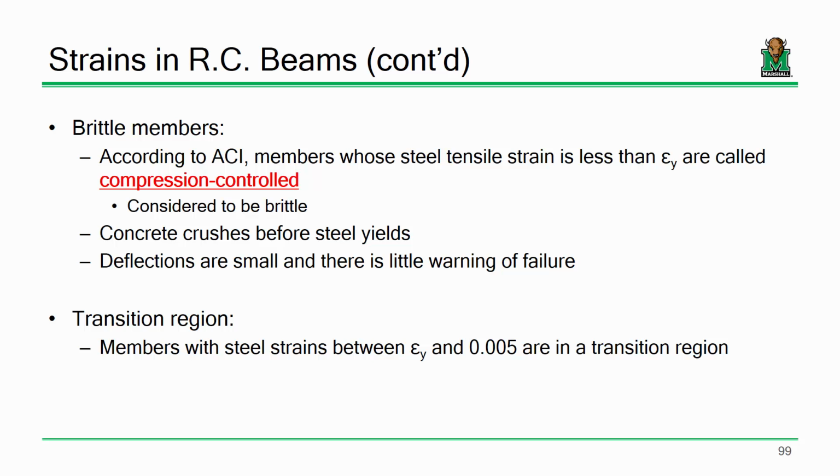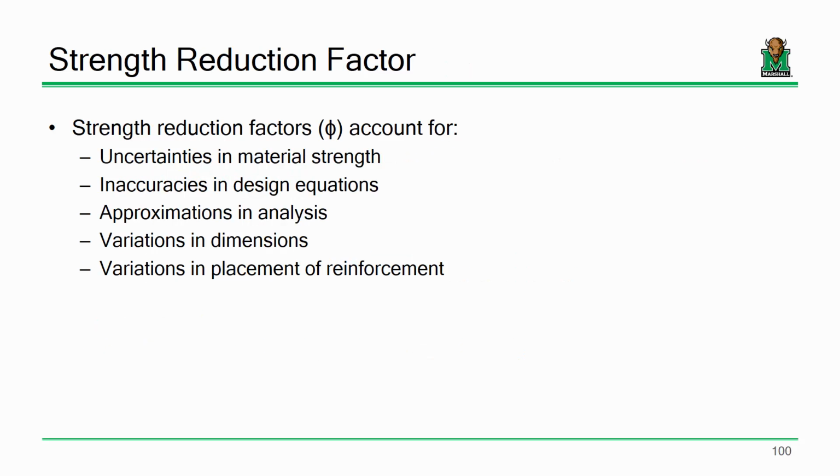But in all seriousness, the deflections would be very small. They would be very imperceptible, and you'd have very little warning of failure. So we have to make sure there's a difference in our understanding of a tension-controlled section and a compression-controlled section. We also have a third term that we call transition. That's somewhere in between, and I think that'll be clear here in a second.